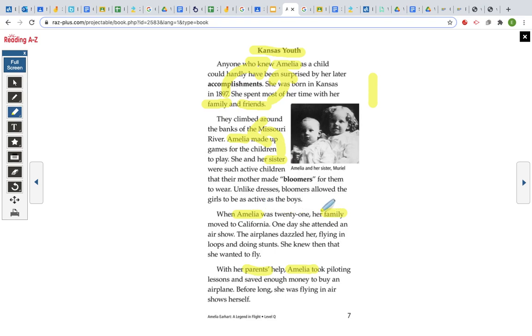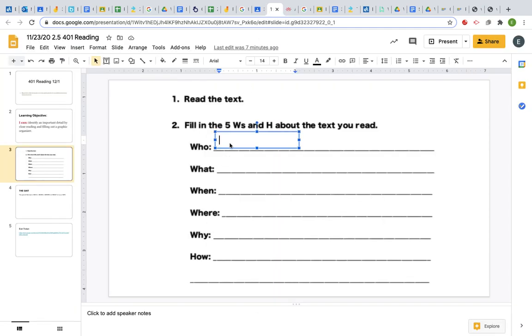When Amelia was 21, her family, so this is Amelia's family, right? And then with her parents, Amelia's parents' help, Amelia took piloting lessons. So I see all the other people in this text are in relationship to Amelia. So based on this, I know that my who, this is mostly about, is Amelia. And this is Amelia Earhart, and we'll learn more about her. But I'm just going to write in Amelia Earhart here.